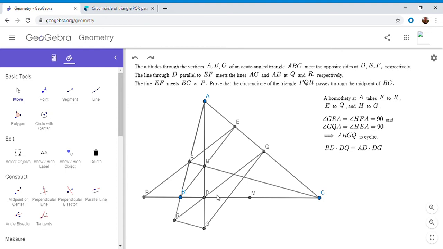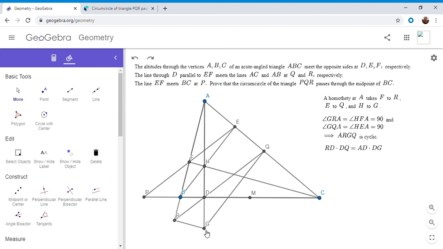But we wanted to show that RD times DQ is PD times DM. So by transitivity, we want to show that AD times DG is PD times DM if we want to solve the problem. So basically, we want to show that the quadrilateral APGM is cyclic, and that would get us there. So I'm kind of using power of a point forwards and backwards a bunch of times. Okay, so how do we show that APGM is cyclic? Well, one way is we can try to show that angle MAG is equal to angle MPG. And so that's the approach I'm going to take here.